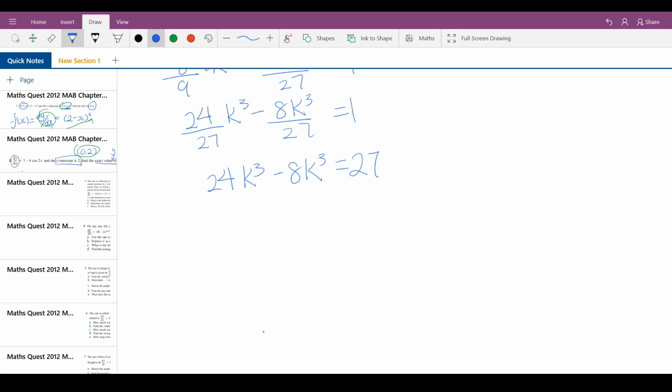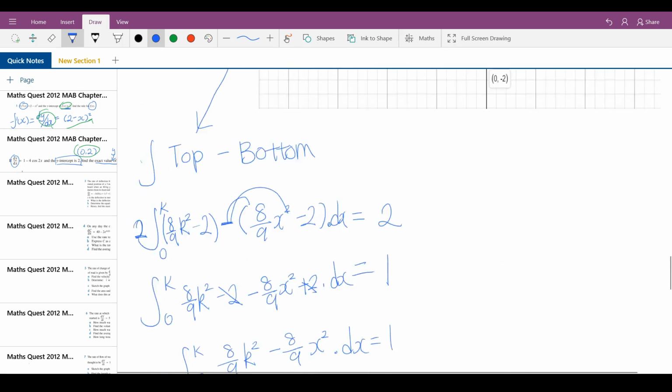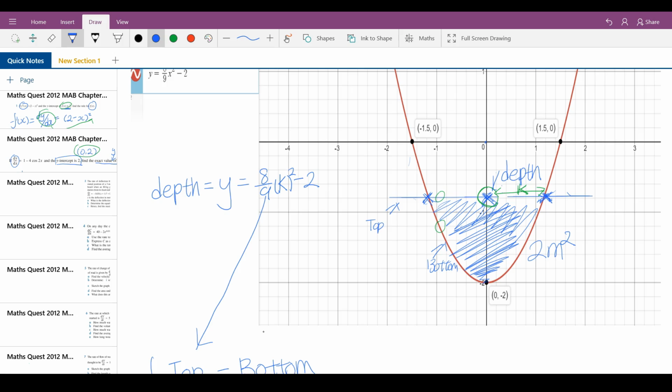So 24 minus 8 is 16. K cubed equals 27, and k cubed is equal to 27 divided by 16. And then k is equal to the cube root of 27 divided by 16. So we've got our k, which is our x here. And remember, once we have the k, we can sub the k value back into the function to find the depth, to find our y.